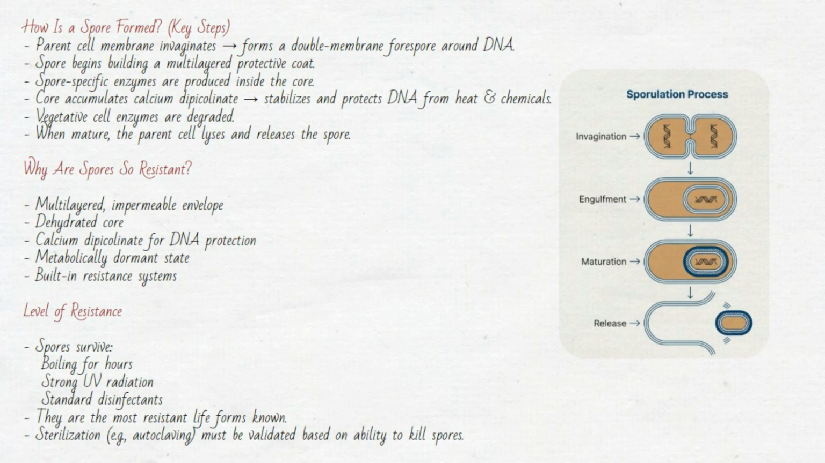Many enzymes of the original vegetative cell are degraded. When the endospore is completed, the parent cell lyses, releasing the spore. The result is unparalleled resistance. Spores are the most resistant life forms known. They survive boiling for hours, intense UV, and standard chemical disinfectants. This is why sterilization procedures like autoclaving have to be validated by their ability to kill spores.